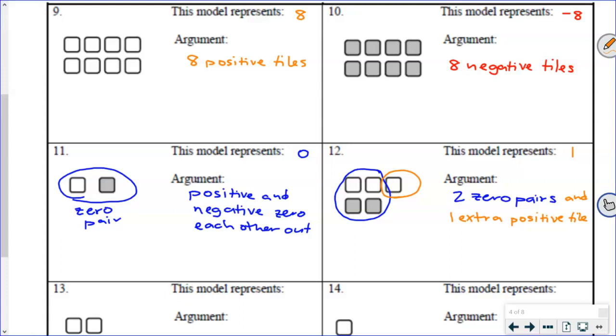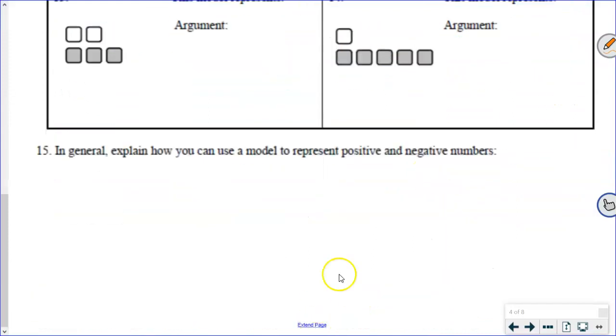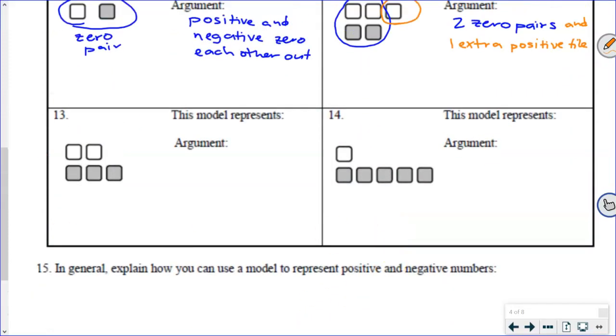Easy enough, right? Form your arguments for 13 and 14 with your groups. 13 and 14, and pausing the recording as the groups work together to answer questions 13 and 14. Ready, set, go.